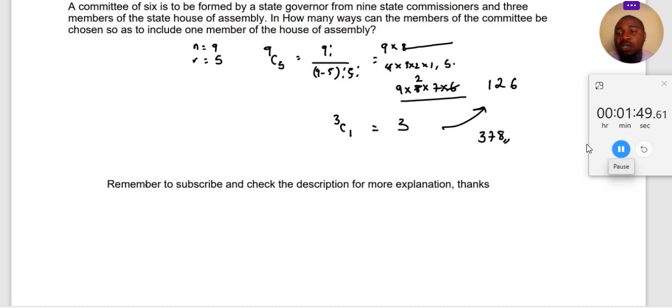You can see that this took a little longer than expected because of this factorial. But if you have your calculator, I'm doing it live, but if you have your calculator, just 9 combination 5, you're going to get 126. 3 combination 1, you're going to get 3. If you multiply it, then it's 378. It will take less than a minute actually.